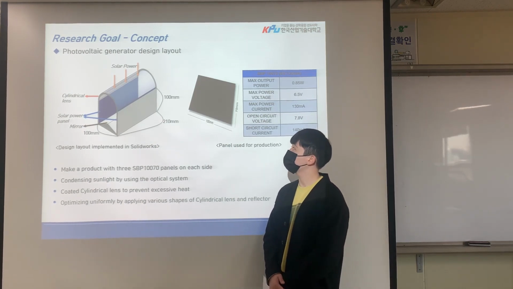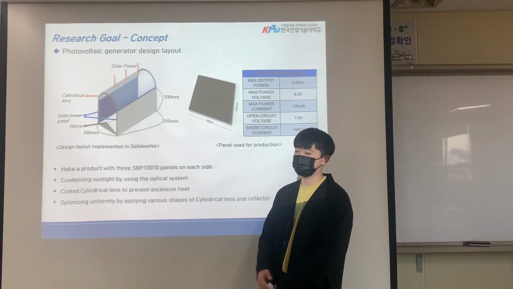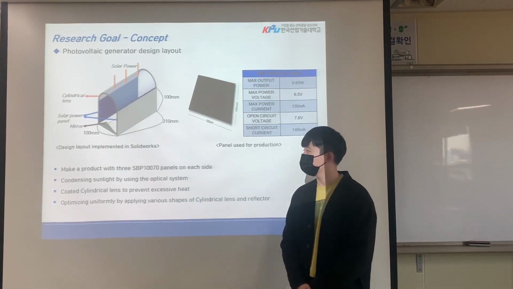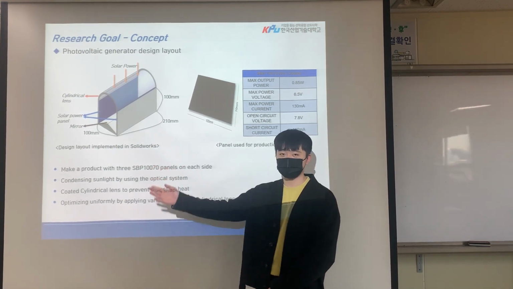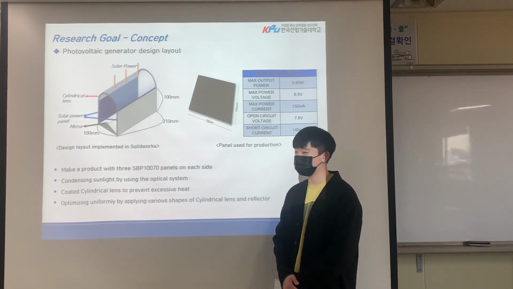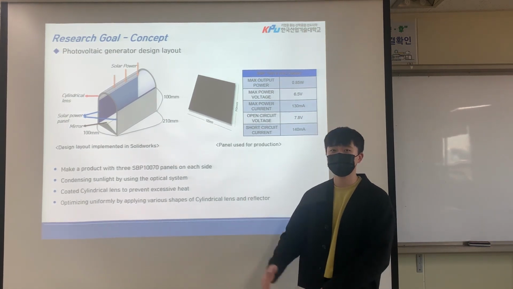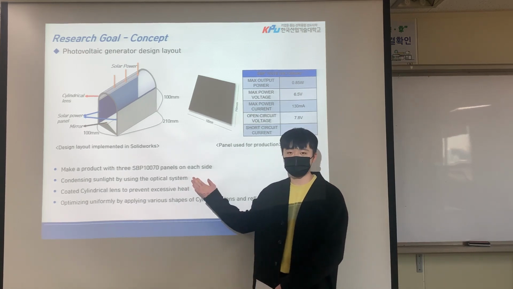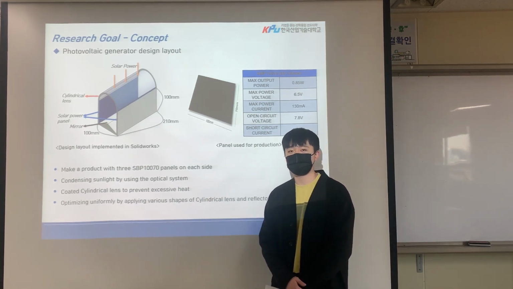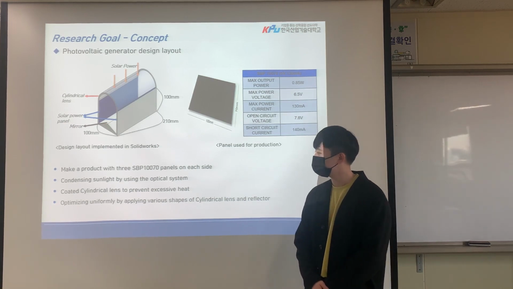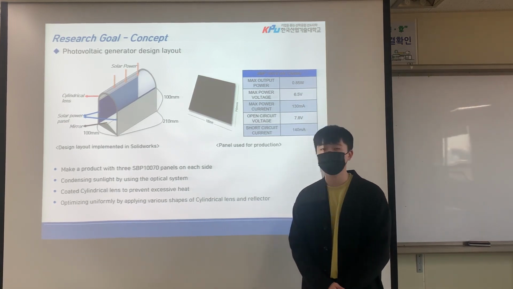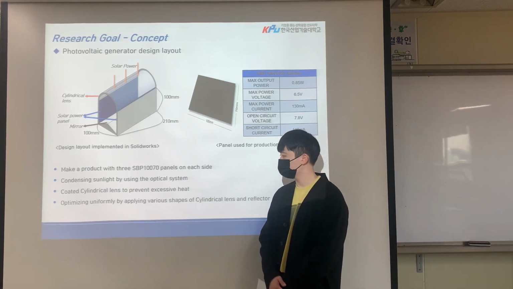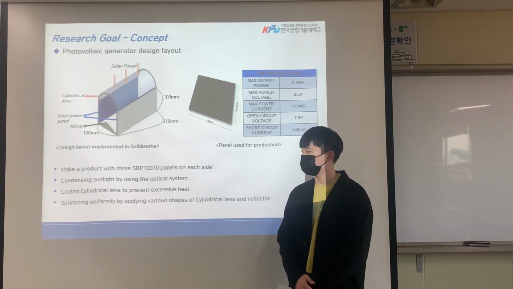We made a layout focused on the spatial characteristics and efficiency. As you can see, on the left side of the layout we made the appearance by using SolidWorks, and on the other side is the panel used for production. We make a product with 3 panels on each side for spatial efficiency. And using the convex cylindrical lens, the sunlight received from the outside is focused close to the lens at one focus and distributed as much as possible.